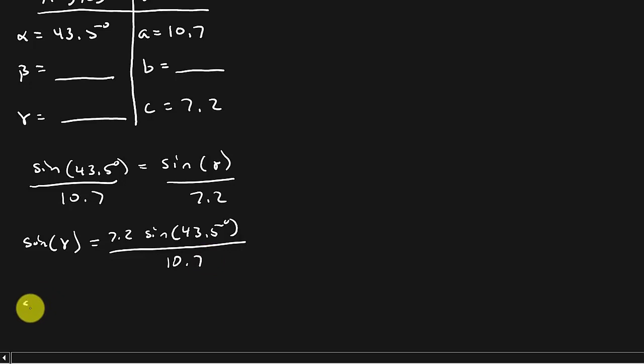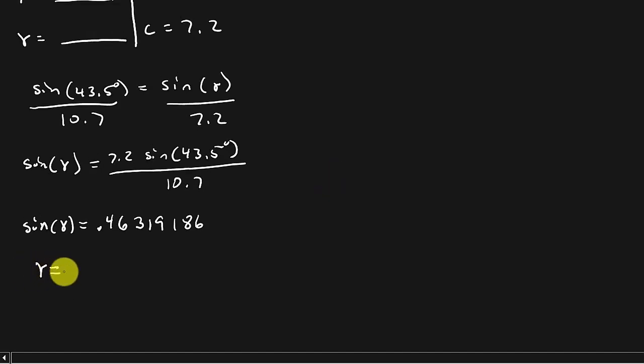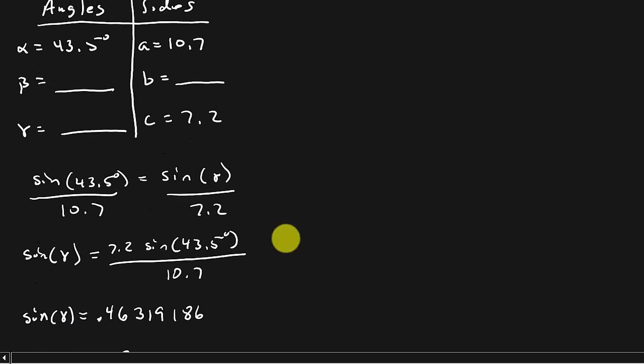And so that's going to give me sine gamma is equal to 0.46319186. And so for gamma, just like in the last problem, I take the inverse sine of this. So I'm going to get gamma is 27.6 degrees. There you go.